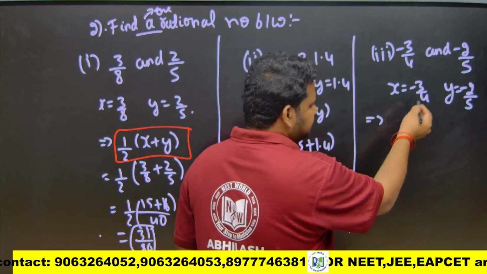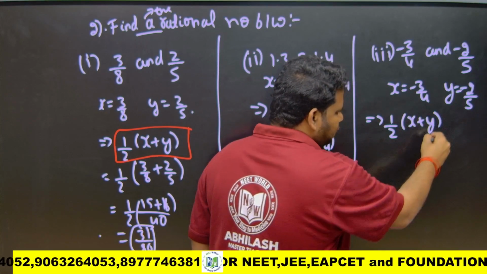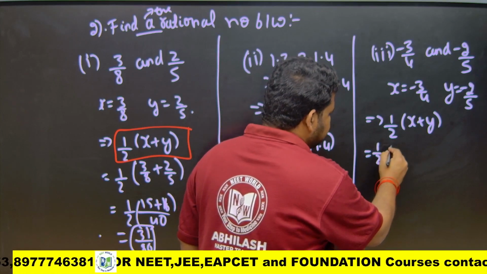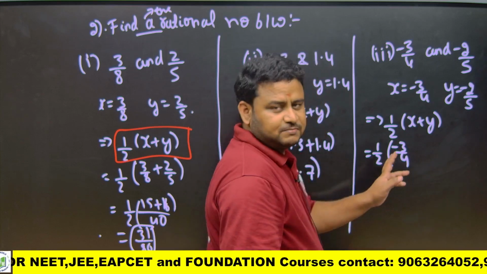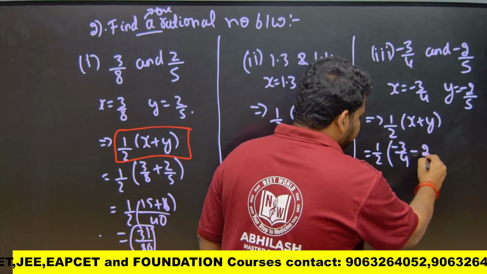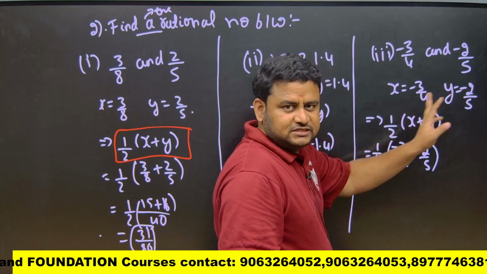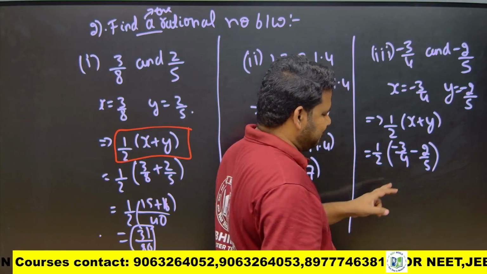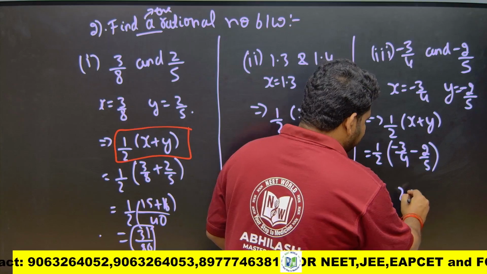Now what is the formula that we have? The rational number between these two numbers is 1 by 2 into (x + y). So this will be equal to 1 by 2 into x, which is minus 3 by 4, plus y, which is minus 2 by 5. Here it is plus in the formula, but plus into minus is minus, so I am writing it directly. Now the LCM of 4 and 5 is 20.